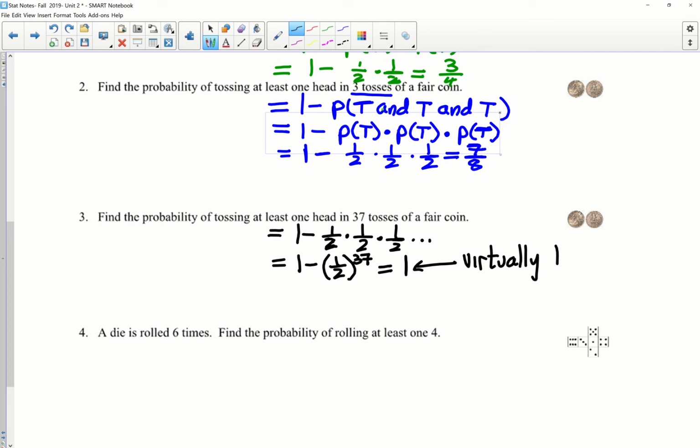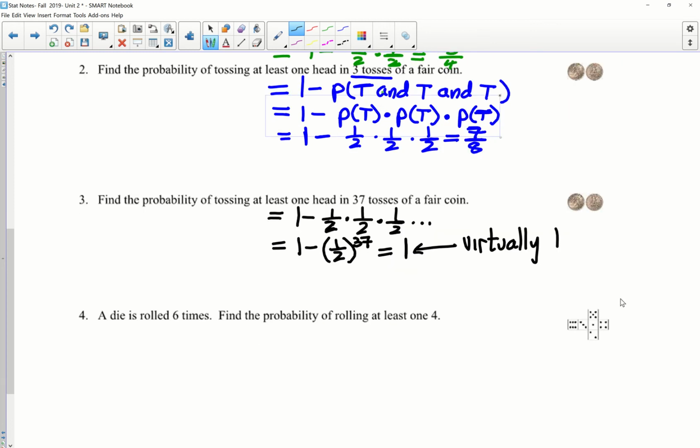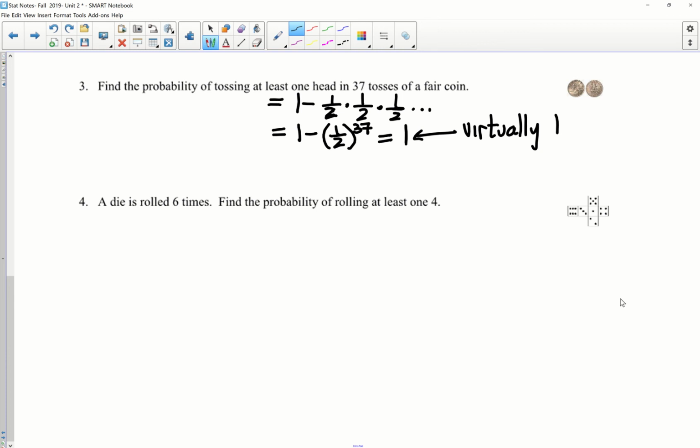All right. So now on a test, am I going to ask you to write virtually 1? No. If the calculator says 1, write the number 1. That being said, I'm not going to ask you to go for 37 tosses of a fair coin either. The odds of that coming up are remote. Actually, the probability of it coming up is 0 because I'm just not putting that question on the test, but the concept will be there. All right? So maybe it'll be at least 1 head in 10 tosses of a fair coin, or 15 or something. Something big, but not that big.